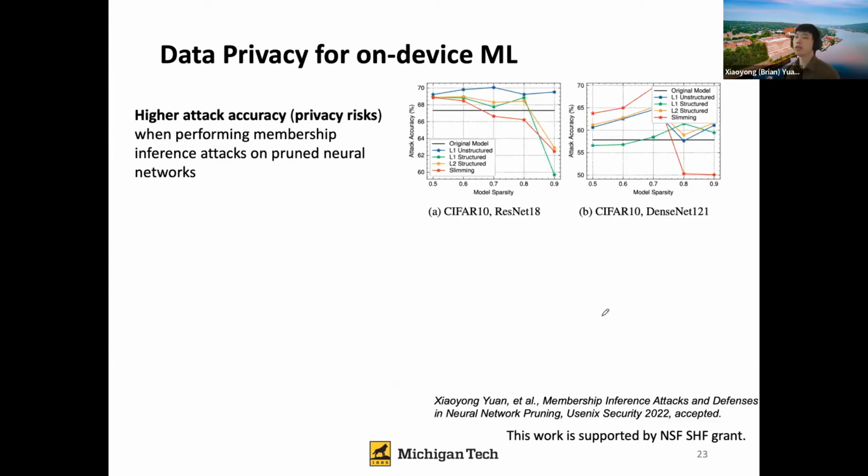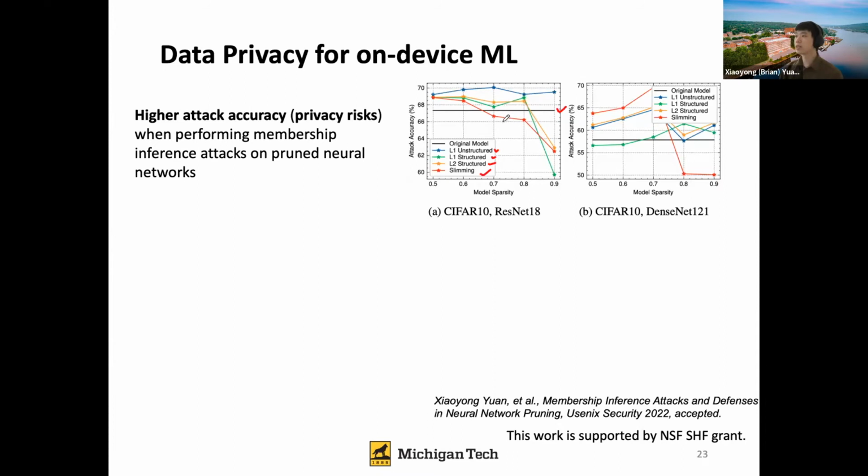In our recent research, we found that when we apply neural network pruning on machine learning models and then perform membership inference attack on the pruned neural networks, we observe a higher attack accuracy, or in other words, a higher privacy risk in the pruned models. Here we investigated four widely used neural network pruning approaches with different sparsities, and we found that in most cases the attack accuracy is higher than the original model, which is indicated in this black line.